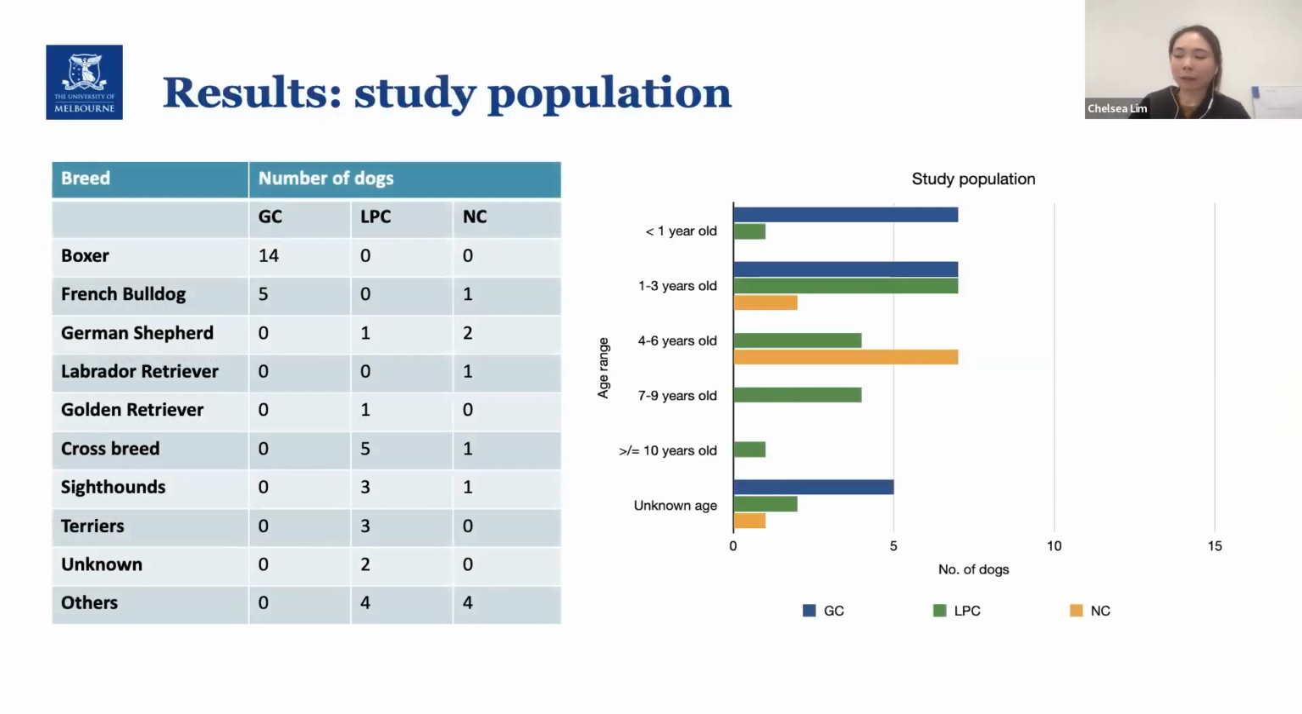Table and graph above outline the signalment of the sample population for each study group. Unsurprisingly, the GC group comprised of only young boxers and French bulldogs, predominantly less than 3 years of age. There were no age or breed predispositions noted in the other 2 study groups.